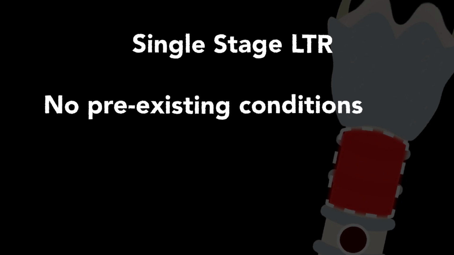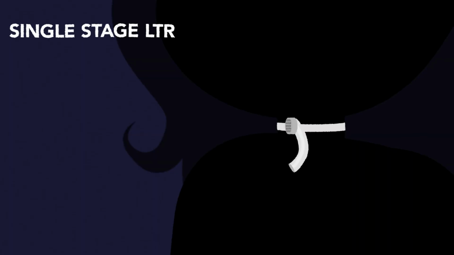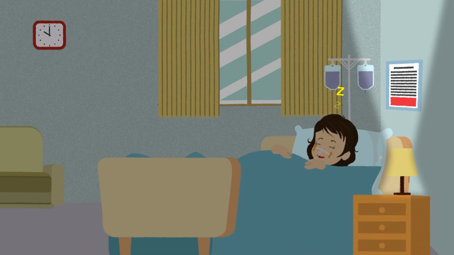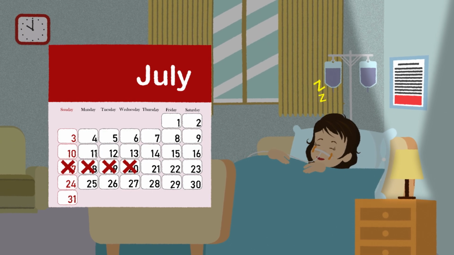Single-stage LTR is best for children without other serious medical problems, such as heart or lung abnormalities, and when the narrowing is localized to one specific area. The advantage of single-stage LTR is that no tracheostomy tube is left in place after surgery. However, this means that the breathing tube is the only thing keeping the airway secure and must remain in place with the child sedated for at least 1 week.